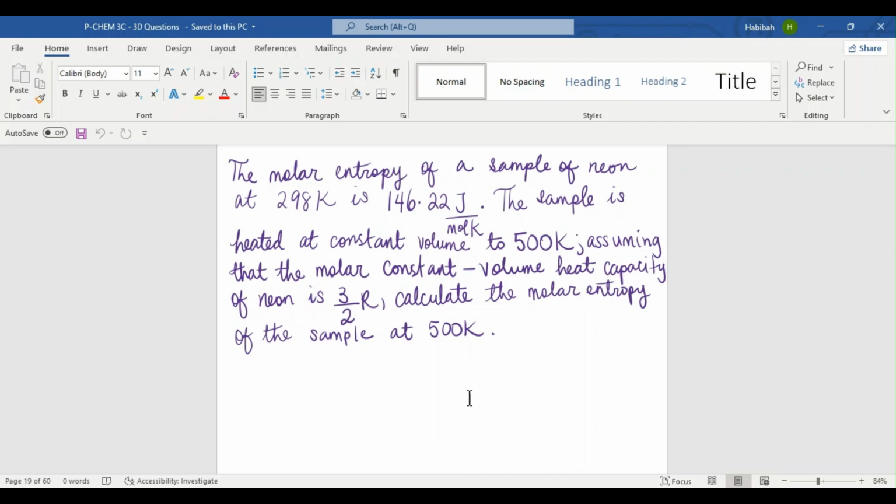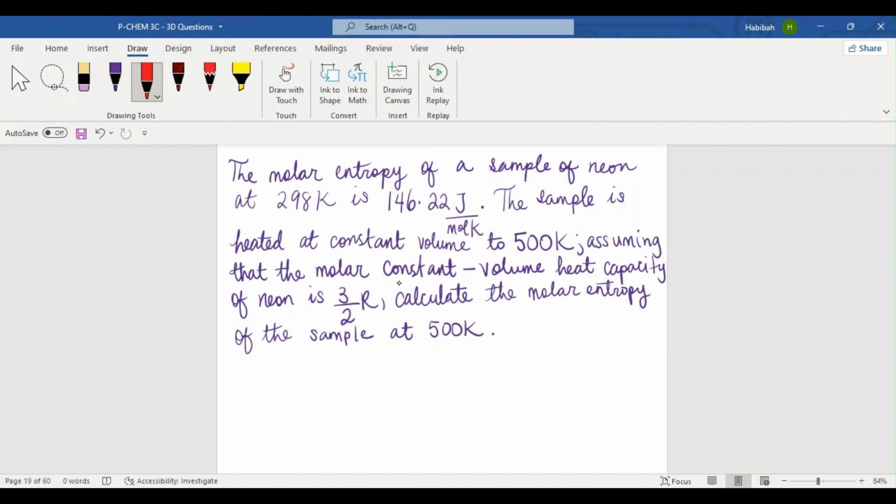The molar entropy of a sample of neon at 298 Kelvin is 146.22 joule per mole Kelvin. The sample is heated at constant volume to 500 Kelvin. Assuming that the molar constant volume heat capacity of neon is 3 over 2 R, calculate the molar entropy of the sample at 500 Kelvins.